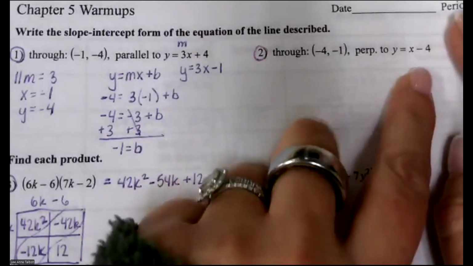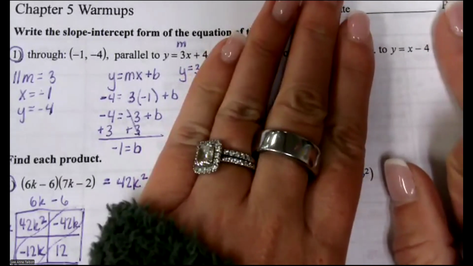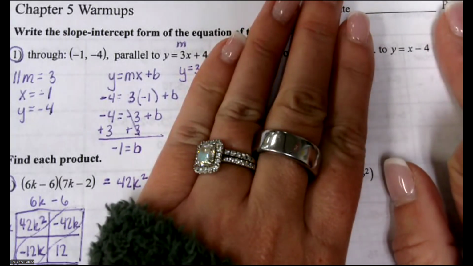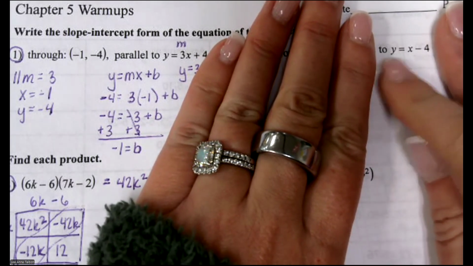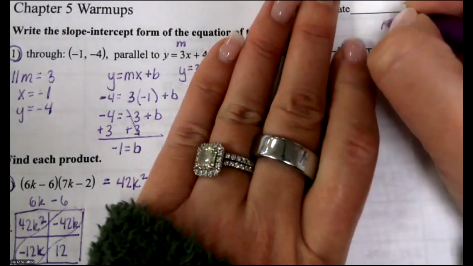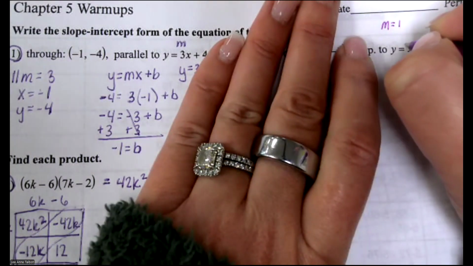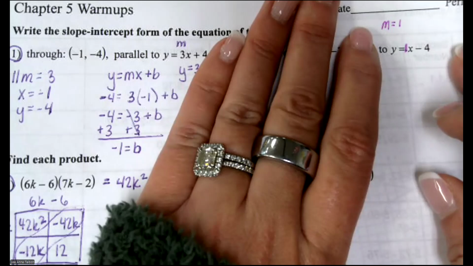But okay. First, look at this and tell me what the slope is. Just don't try to think ahead to perpendicular. Just what is the slope of this thing? 1. The slope is 1. Okay, so up here, I'm going to make a little note that the slope is 1. And if you need help with that, just put a little baby 1 in front of the x.